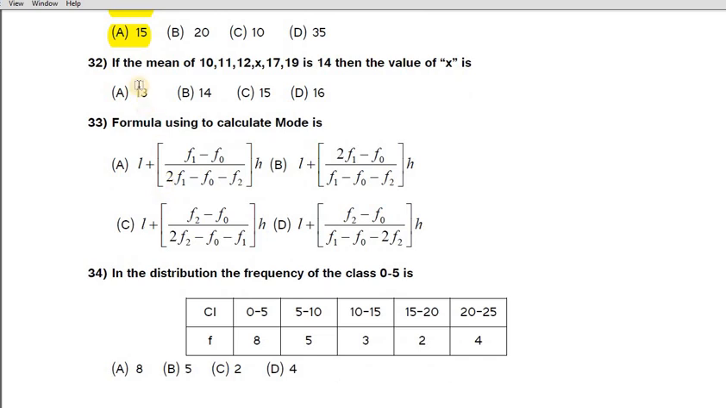Question number 32. If the mean of 10, 11, 12, x, 17, 19 is 14, then the value of x is, given options are 13, 14, 15, 16. It means here you want to use the mean finding formula for ungrouped data. X bar is equal to sigma x divided by n.